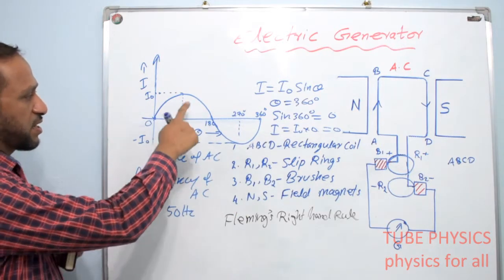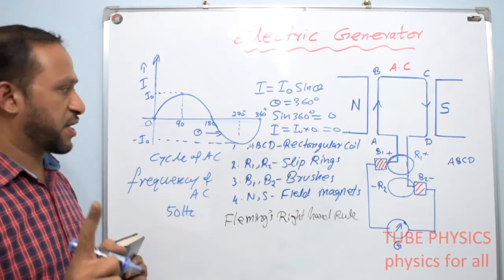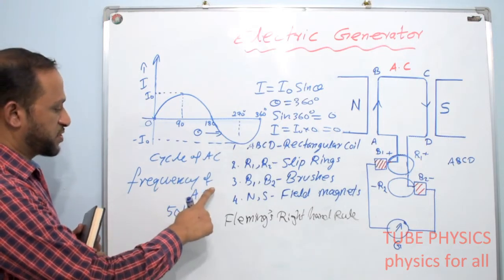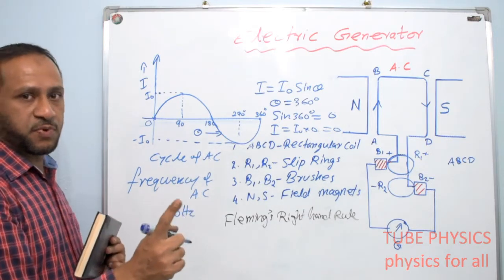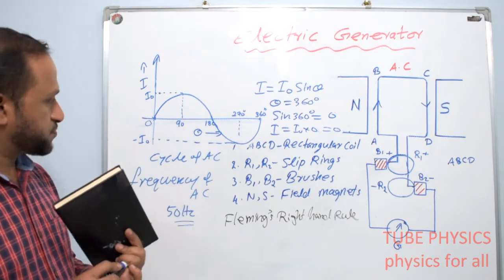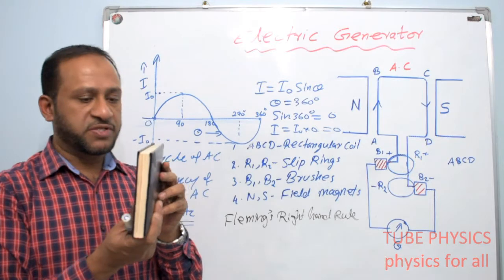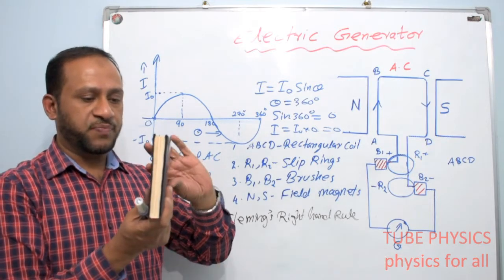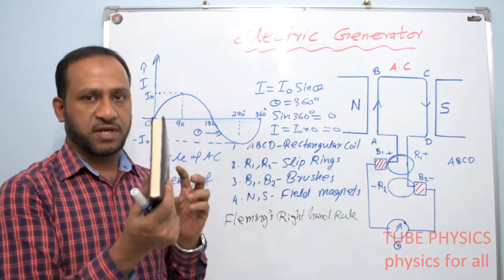This is called one cycle of AC. And how many cycles like this are produced in 1 second, that is called frequency of AC. And in India, AC is produced at a frequency of 50 Hz. It means the armature coil of the power generator rotates 50 times in 1 second.